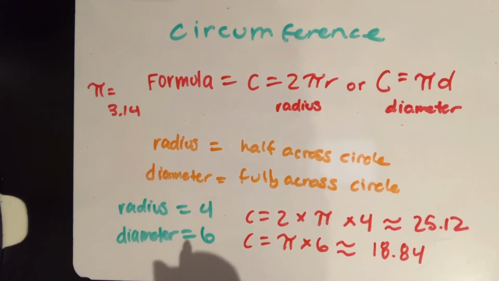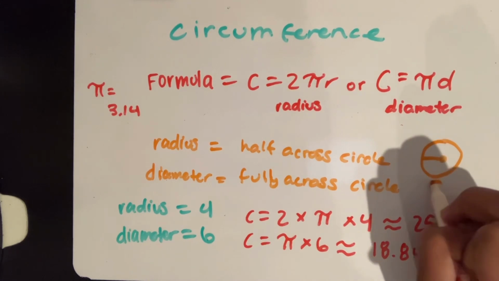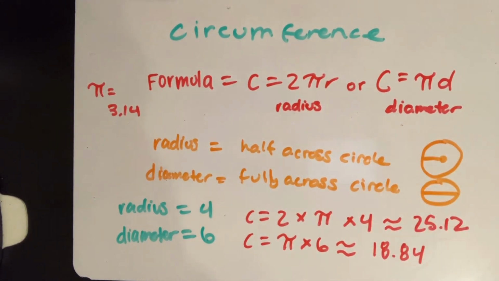A radius is when you're halfway across the circle. A diameter is when you're fully across the circle. If your radius was 4, you'd plug that into the formula as C equals 2 times pi times 4. That'd approximately be 25.12. And if your diameter was 6, you'd plug that into your formula for diameter and you'd get C, or circumference, equals pi times 6, which is approximately equal to 18.84.